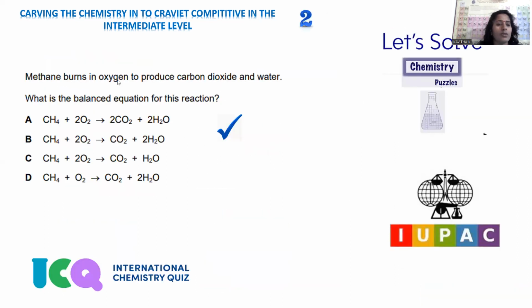Let's go with question number 2. Methane burns in oxygen to produce carbon dioxide and water. When methane burns with oxygen, carbon dioxide and water are generated. The balanced equation is to be depicted. Here, methane is denoted CH4, and 2 moles of oxygen are required to burn 1 mole of methane, so that we get the oxidized products. Combustion products are generated: one is carbon dioxide, another is water. Since 4 hydrogens accompany the carbon, 2 moles of water will be released during the reaction. This will be the balanced equation.